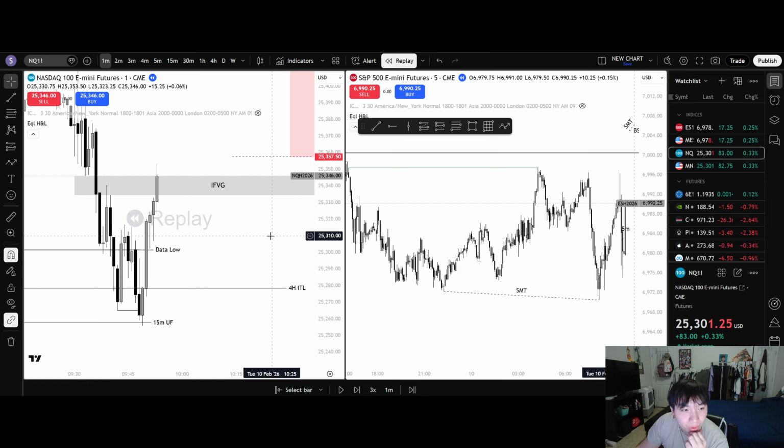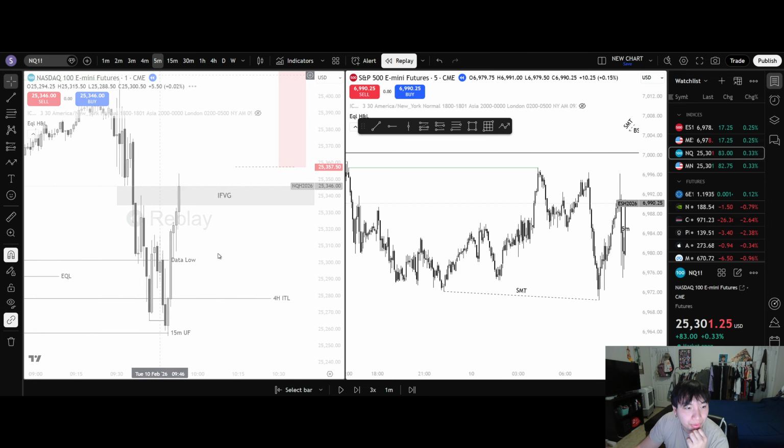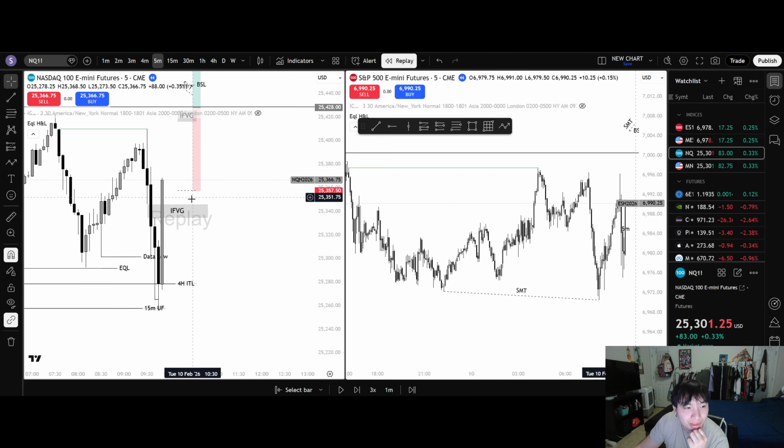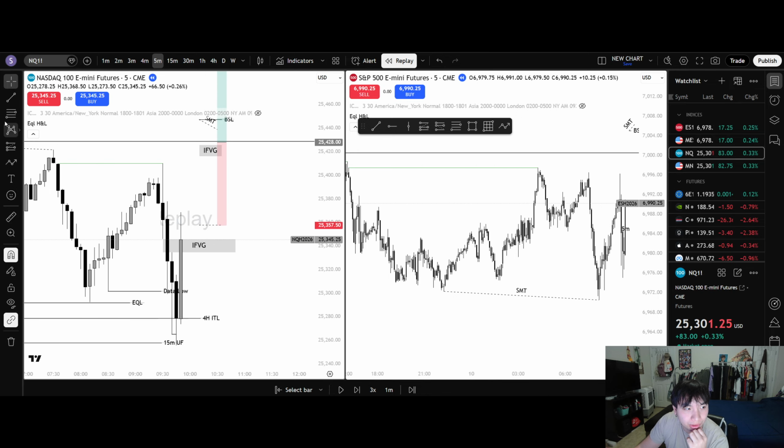But moving forward, we can see that we ended up invalidating this 5-minute gap, which also could have been another opportunity.